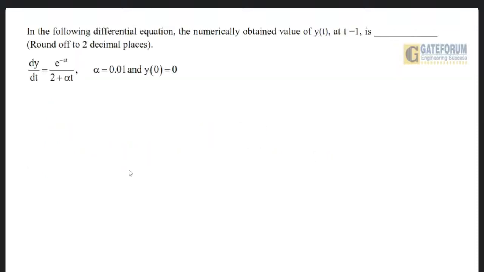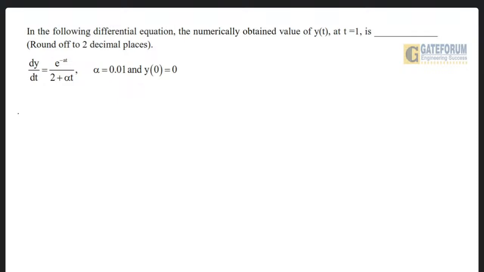Next. The question is: in the following differential equation, the numerically obtained value of y(t) at t = 1, rounded off to two decimal places. dy/dt = e^(-αt)/(2 + αt), with α = 0.01 and y(0) = 0. This is from engineering mathematics, from the topic numerical methods, subtopic numerical solution to ordinary differential equations.